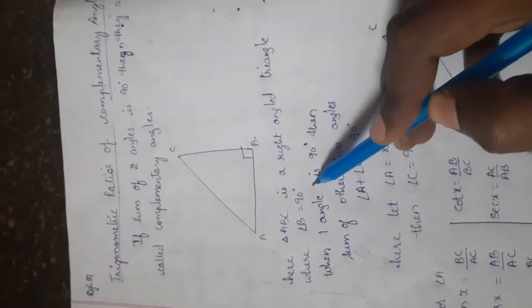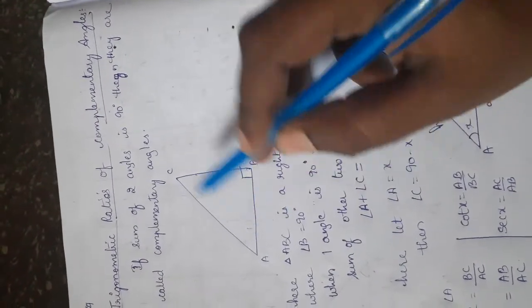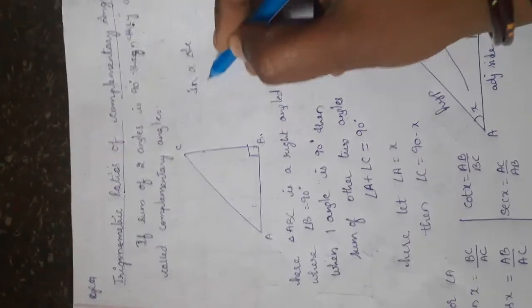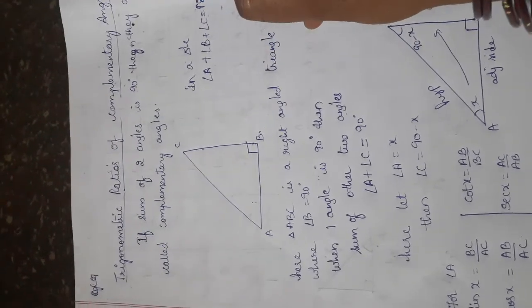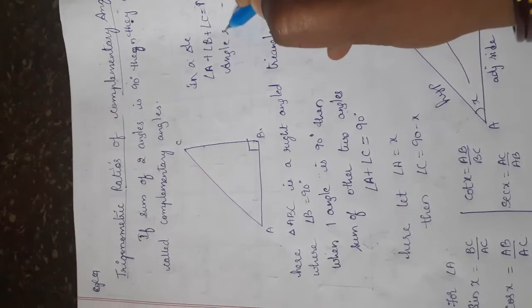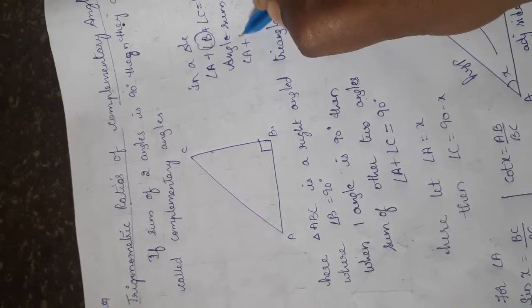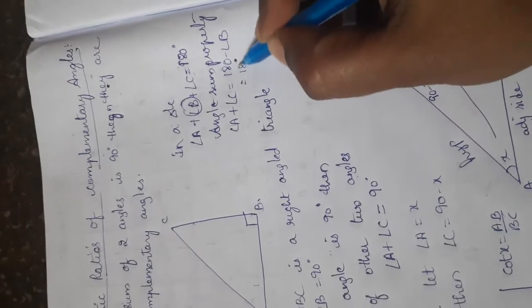So when one angle is 90 degrees in a triangle, what about the remaining two? The sum of the remaining two angles must be equal to 90 degrees, because in a triangle, angle A plus angle B plus angle C is equal to 180 degrees. This is called angle sum property. Yes or no? You know about it. So you know one angle is 90. Yes or no? So angle A plus angle C is equal to 180 minus angle B, so that is equal to 180 minus 90, which is nothing but 90.